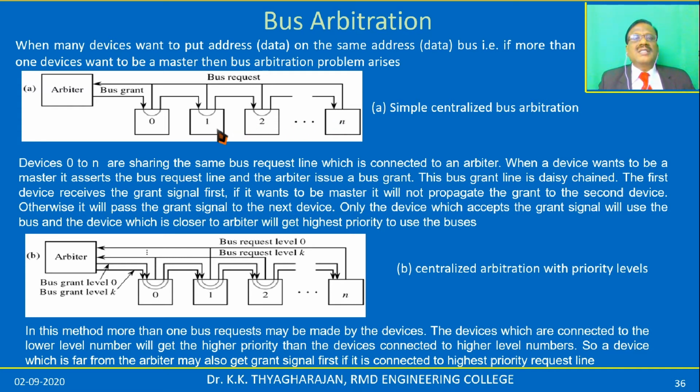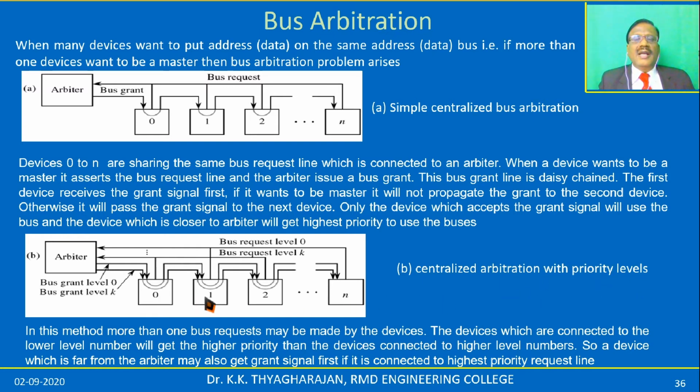So in this case, the device which is closer to the arbiter will get the highest priority, and the device which is very far from the arbiter will get the lowest priority. So this is a disadvantage. To solve this, another method is proposed, called centralized arbitration with priority levels.